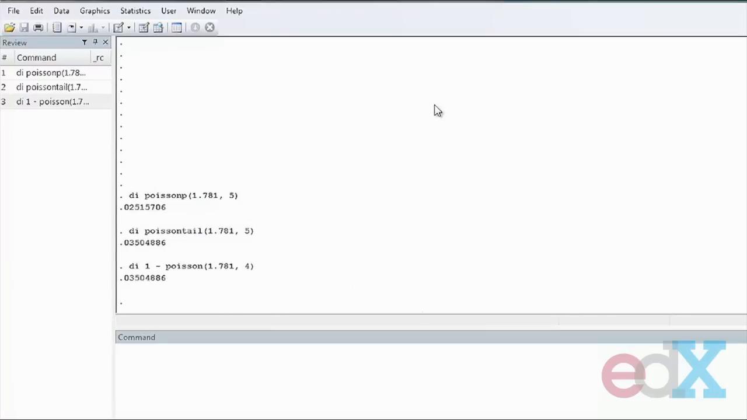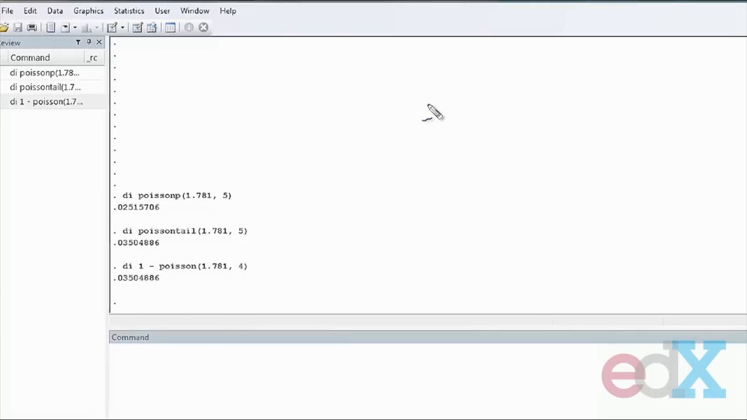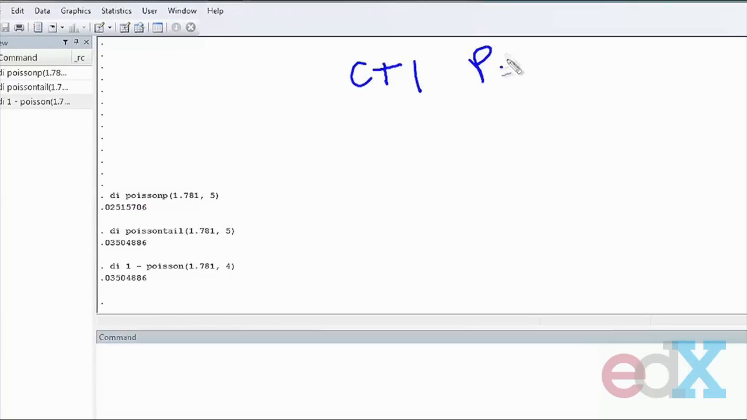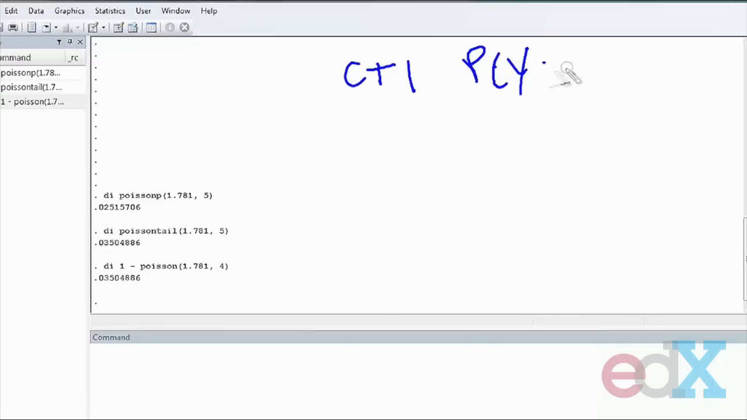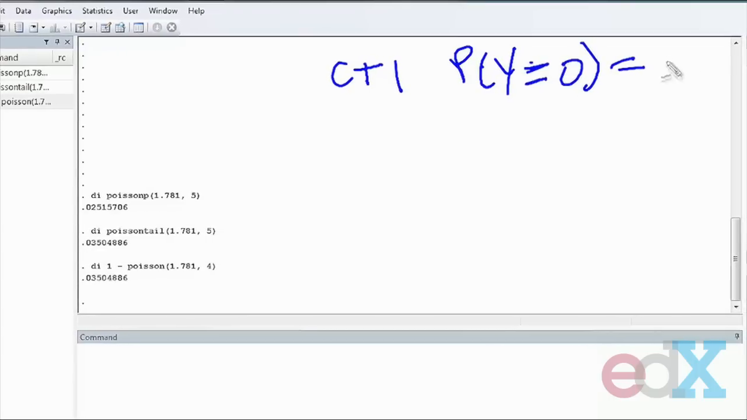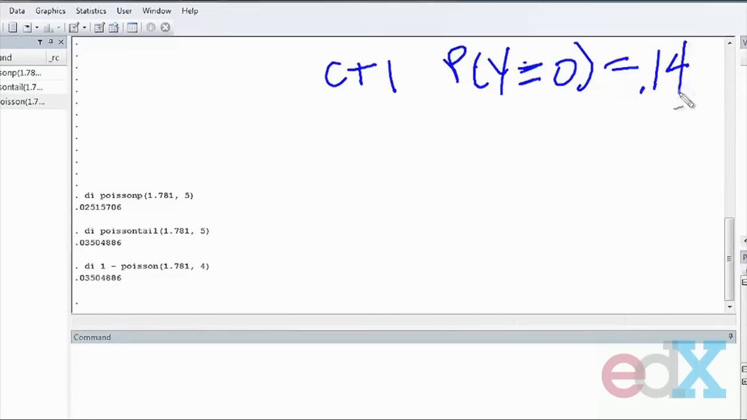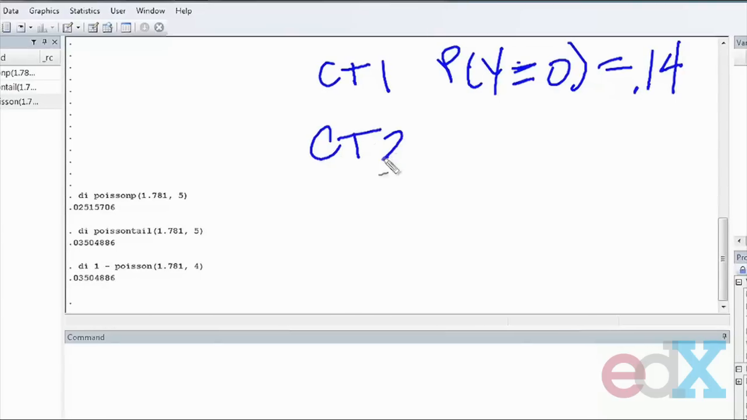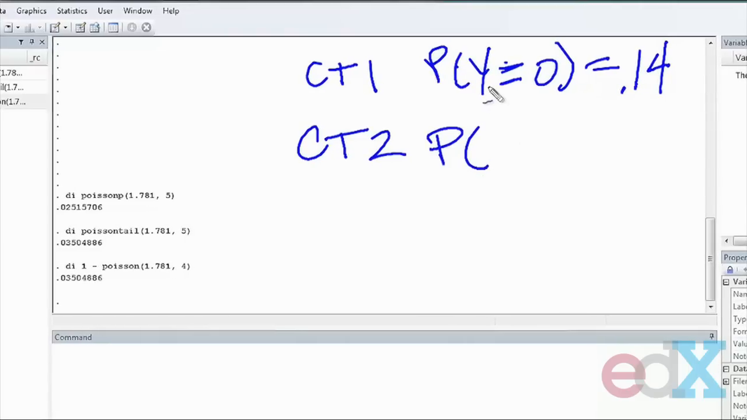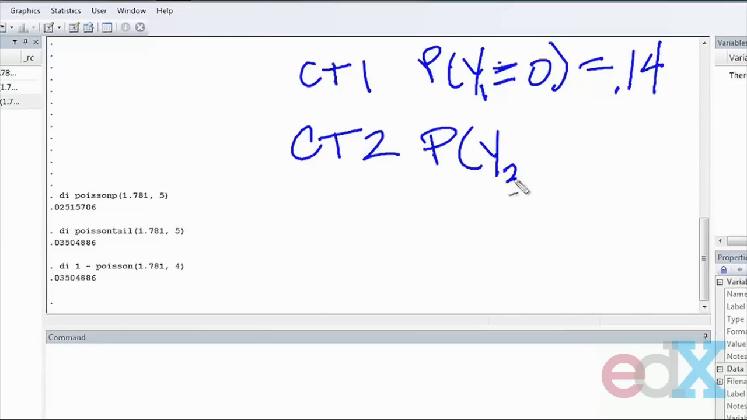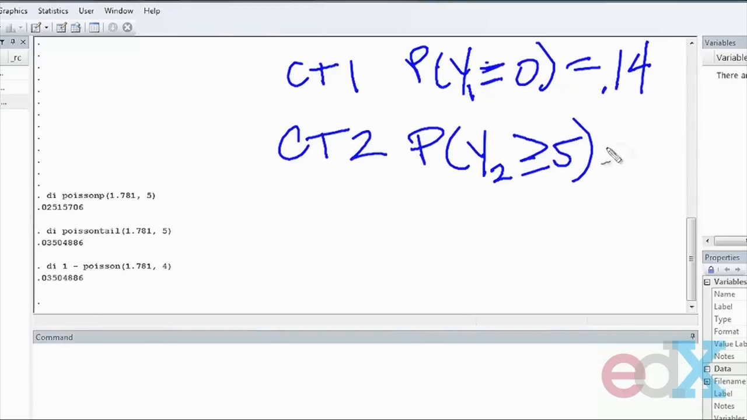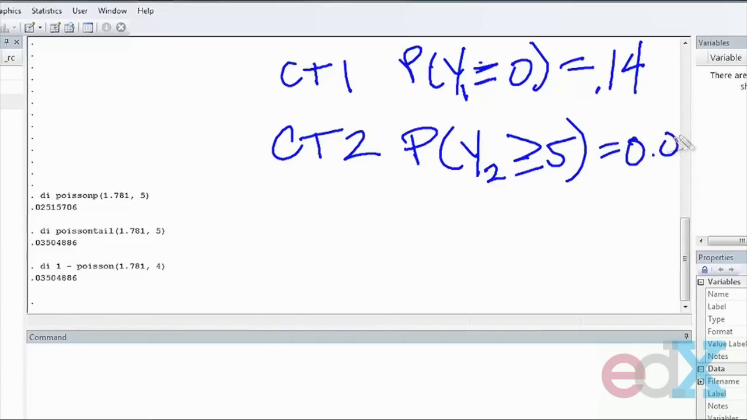So just thinking back to recap what we've learned in this module, we learned that for Census Tract 1, the probability of observing 0 breast cancer cases was equal to about 14%, so 0.14. Now, Census Tract 2, the probability of observing greater than or equal to 5 breast cancer cases was about 0.035.